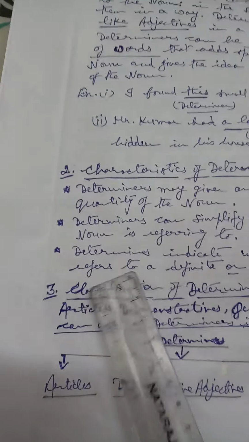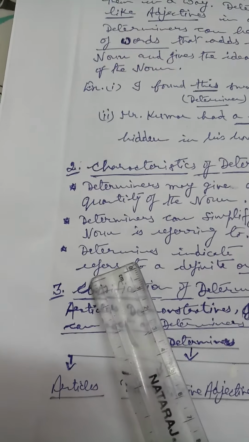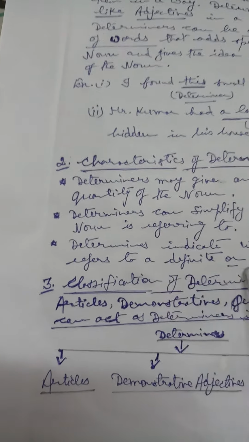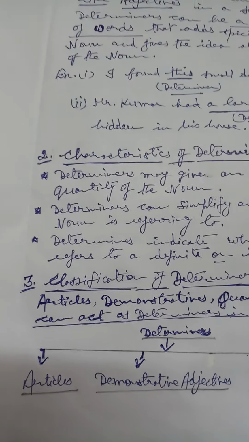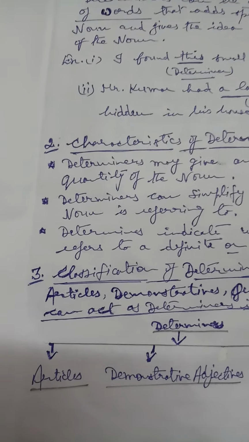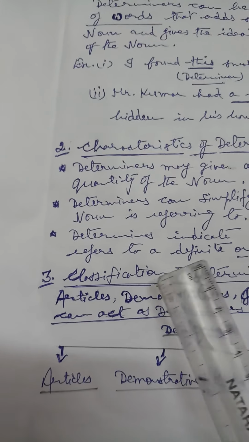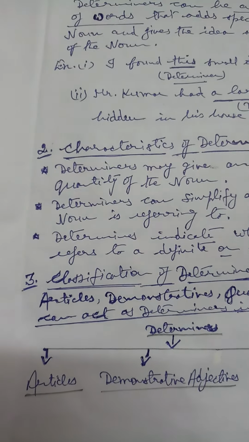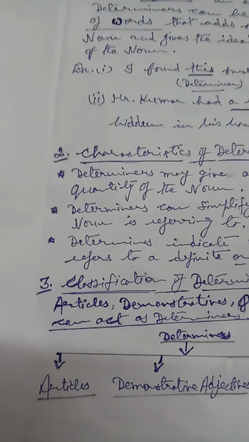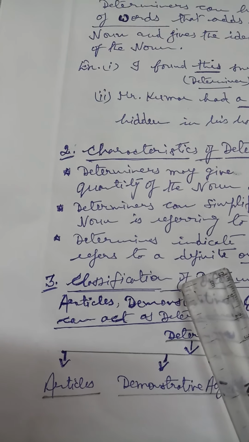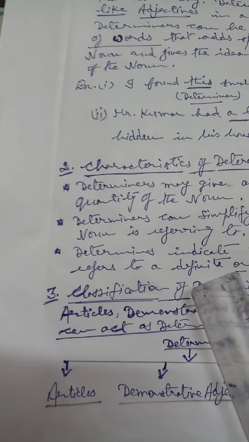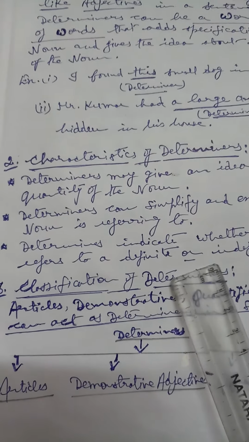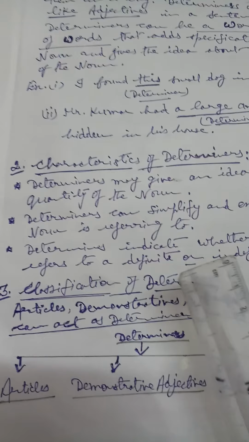Third characteristic, determiners indicate whether the noun refers to a definite or indefinite component. You know that articles are there: indefinite articles a and an, and the definite article is the. We know that all three articles come under the category of determiners.